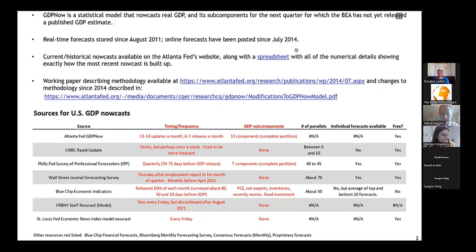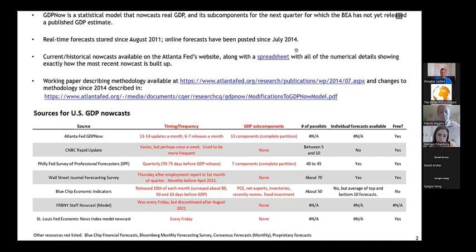There's a lot of ingredients that go into estimating GDP, not all of which are accounted for in GDPNow, but it's a rough approximation that does give the major elements, the major data releases that the BEA is going to ultimately use to estimate GDP growth.